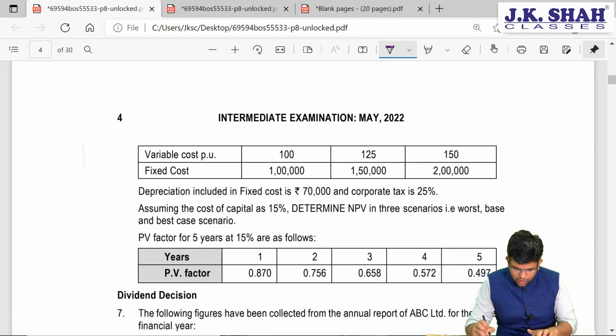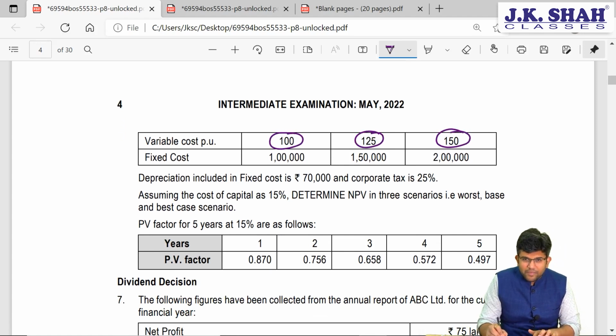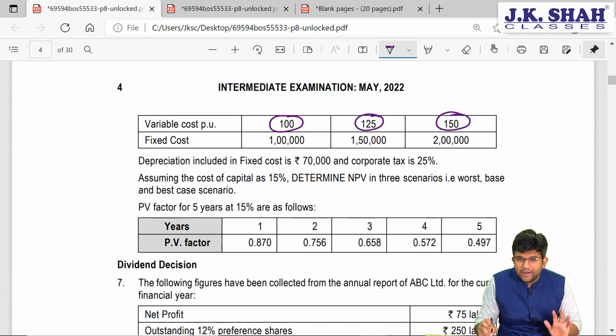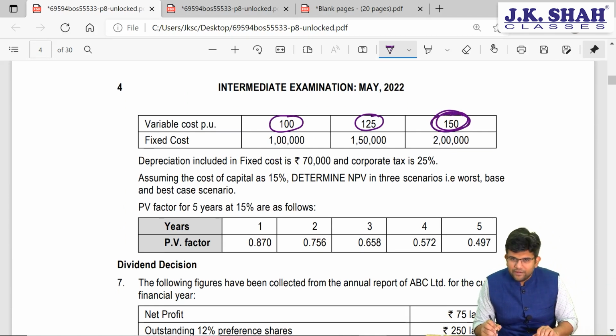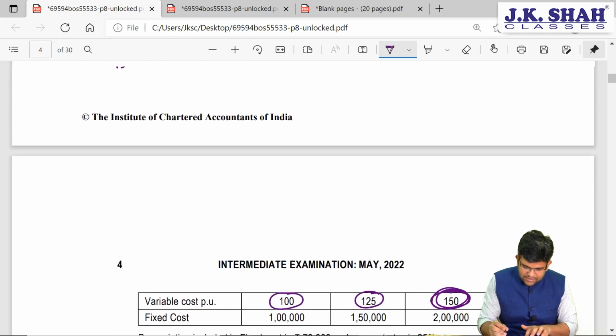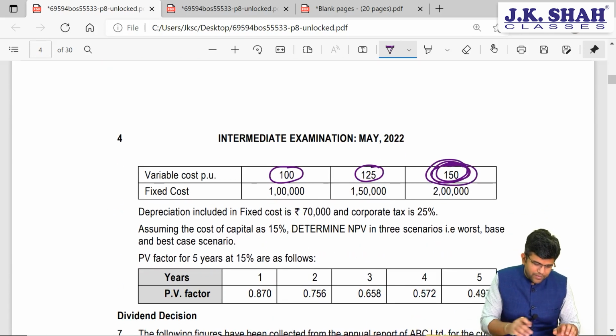Then children, going on to the costs. As far as the costs are concerned, they have given you 3 costs, 100, 125 and 150. Please note these costs or this table is not continuing from the above table. Instead, this is an independent separate table, and therefore children, for the worst case, do you realize we will be taking the highest cost, which is rupees 150 per unit. Everybody clear? So 9,000 units in the worst case multiplied by 150 rupees per unit.